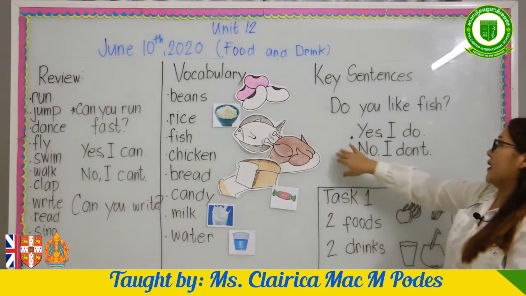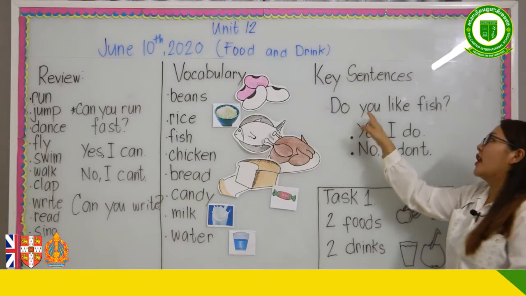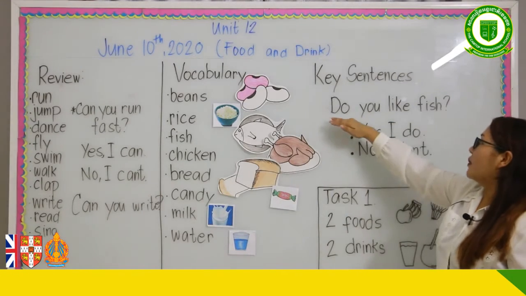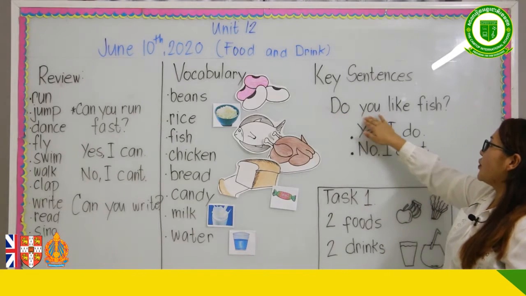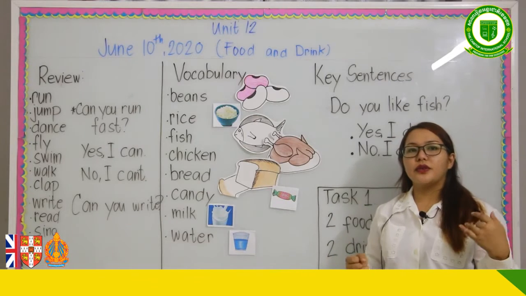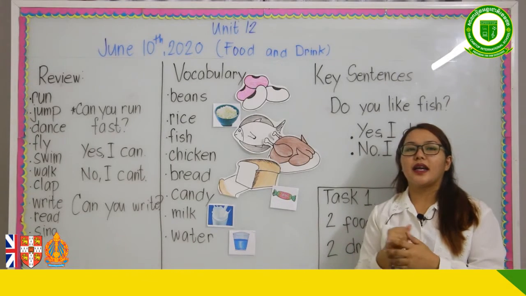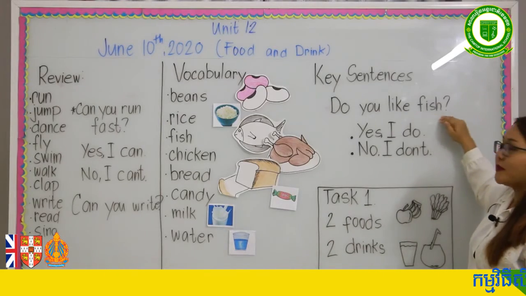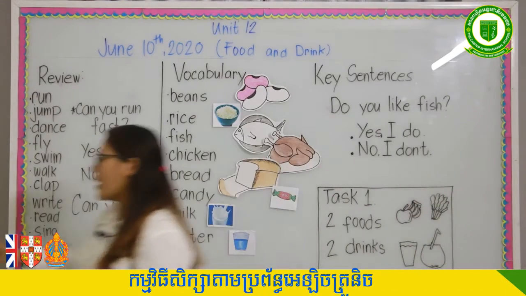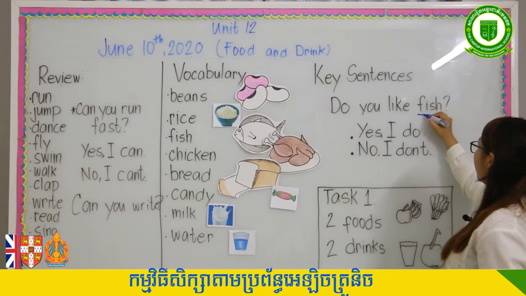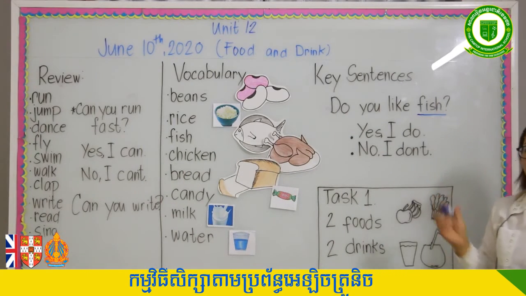And what is this? This is the question: do you like fish? So the main key sentence here is, do you like? Do you like fish? Do you like apples? Do you like ice cream? Okay, so you can change this part of the sentence. So it's just a very simple sentence. Do you like? For this one, you can change it, okay?